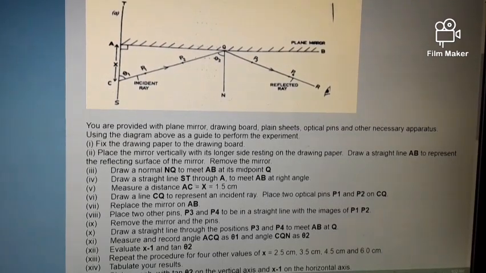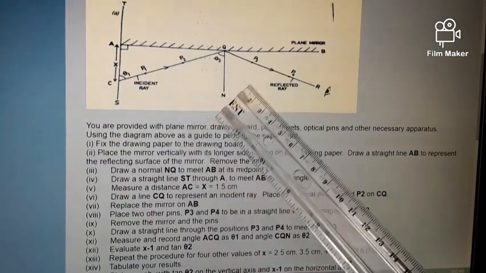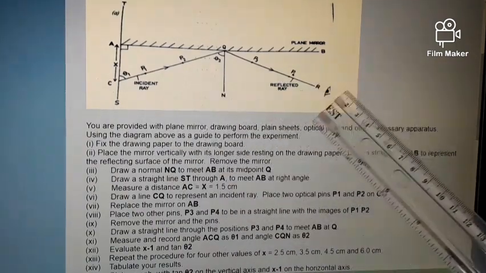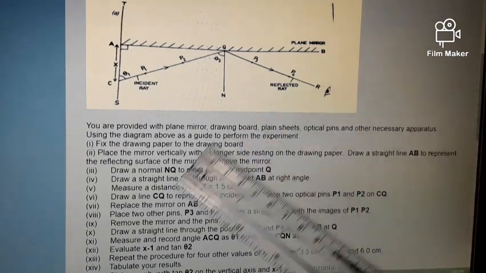Now, one of the things that you need to do when carrying out a physics practical is to always run through the instructions, then write out a composite table for the given parameters you are asked to measure or record. By so doing, you will not be going back to the questions to look through again. So let's quickly look through this. You are provided with a plane mirror, drawing board, plane sheets, optical pins, and other necessary apparatus.